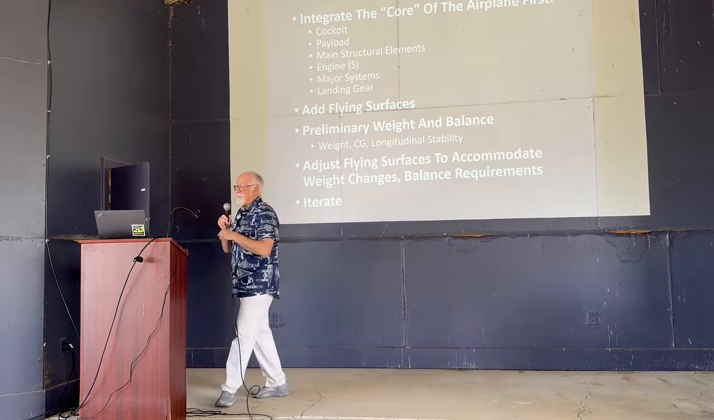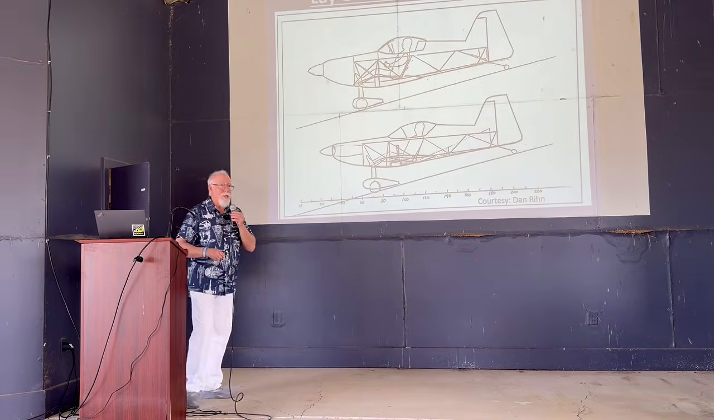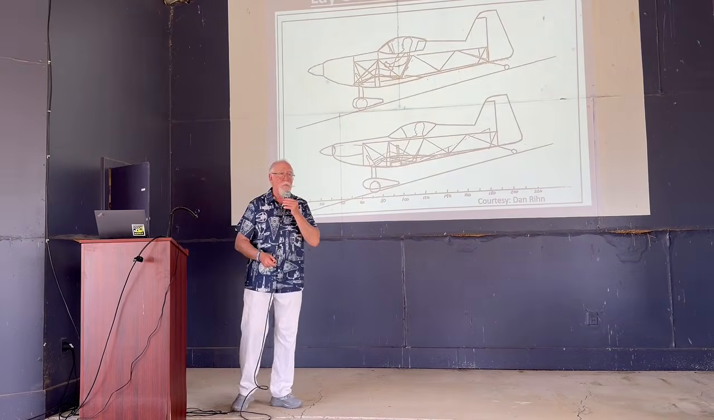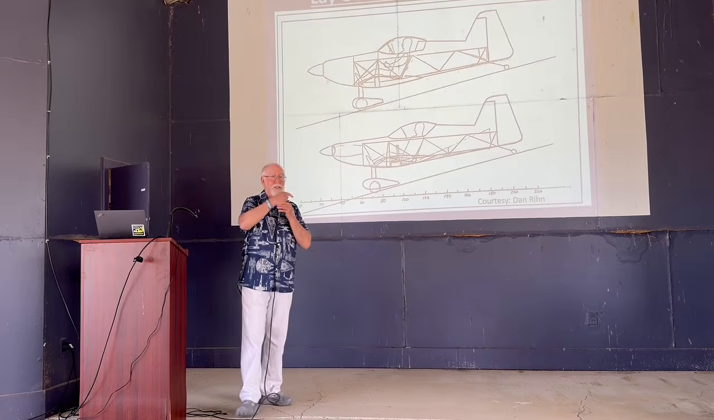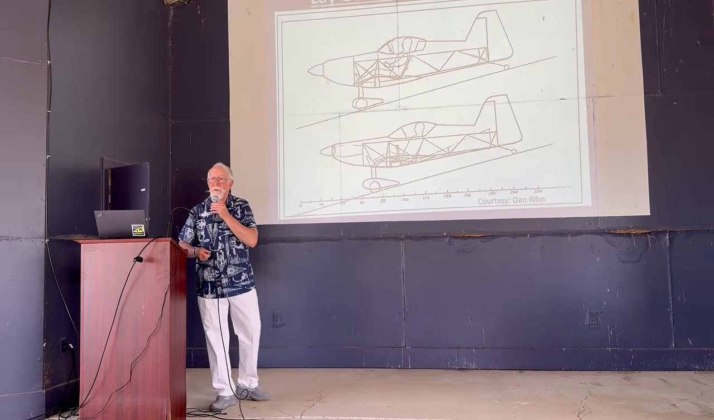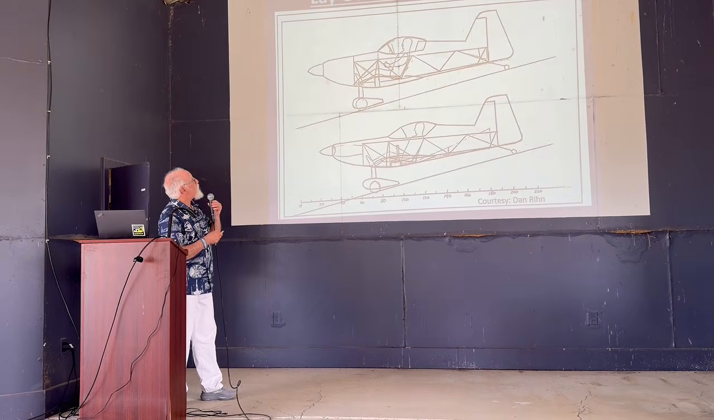You've got to figure it out in advance. And then basically, once you've got the core of the airplane, you adjust the flying surfaces to make it all work. Now, my friend Dan Ryan, who designed multiple aerobatic airplanes, was kind enough to let me use his preliminary design sketches. These are the sketches that actually led to the DR-107 design aerobatic airplane. So you can see some of his early sketches.